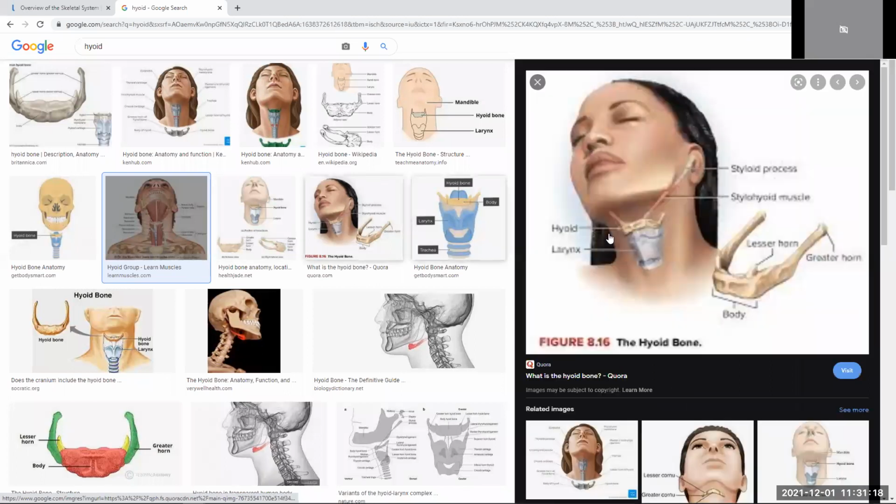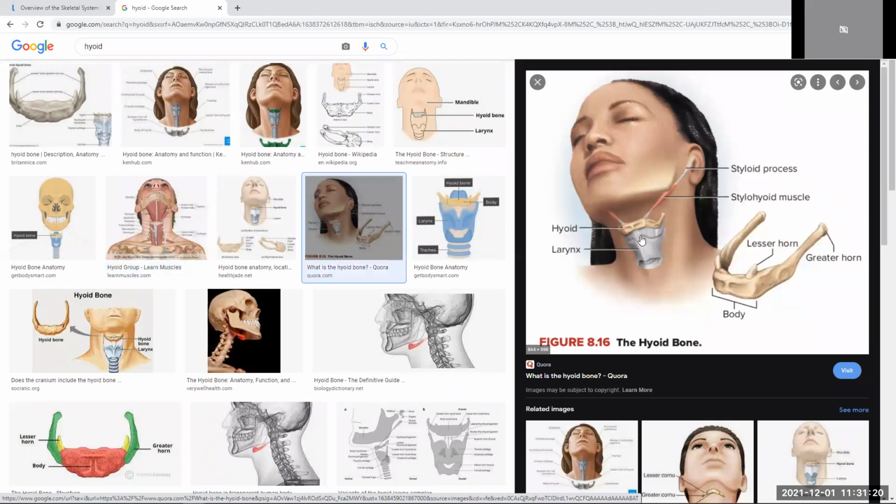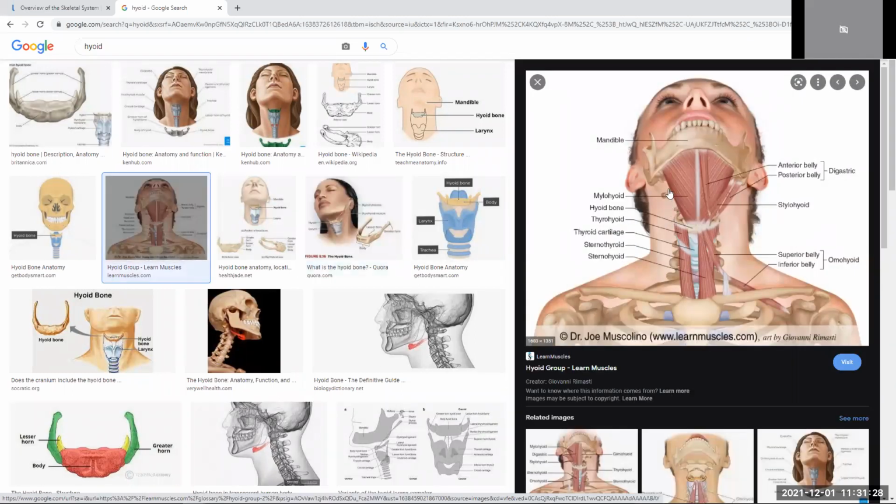So what I'm trying to get at is the point of attachment for the cartilage associated with your larynx. It forms a point of attachment, and also for the muscles as well. Muscles associated with the digastric. The digastric muscle has a point of attachment to the hyoid bone.